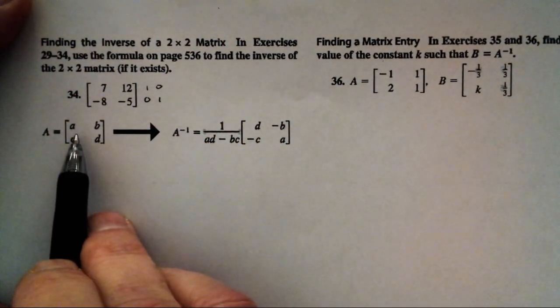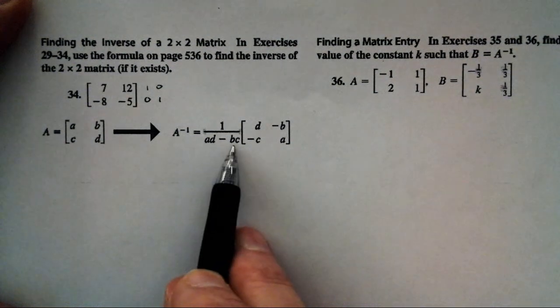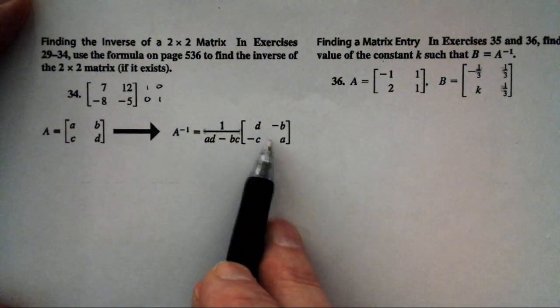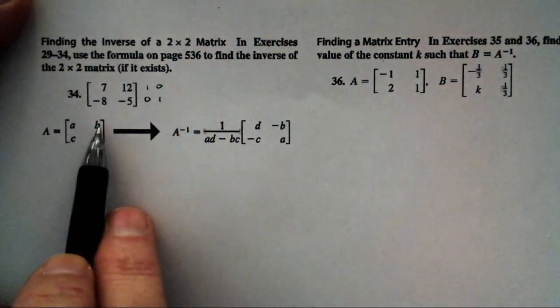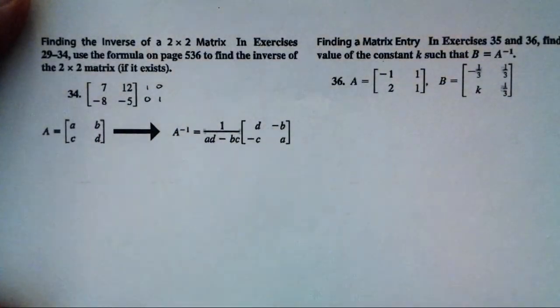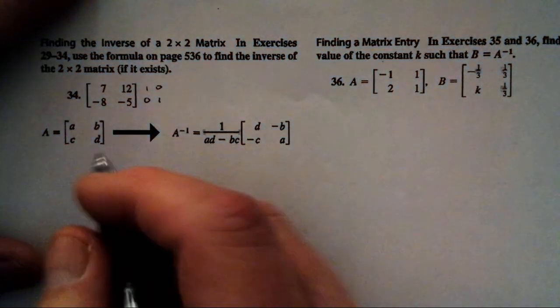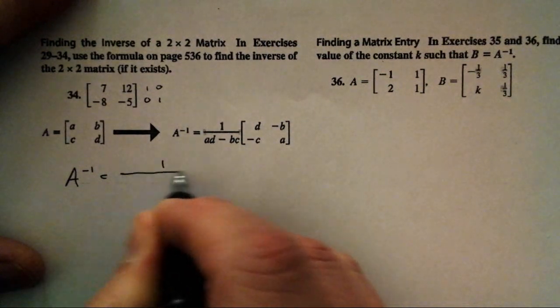So this says if we have a 2 by 2 matrix, all we have to do is move these A, B, C, D values, the 7, 12, -8, -5, place them appropriately, flip these two around, keep these the same, A, C, and B, but go with opposite signs. I think you can see why memorizing this thing is probably not such a great idea, unless you're just constantly pounding it in. Okay, so A inverse is 1 on.